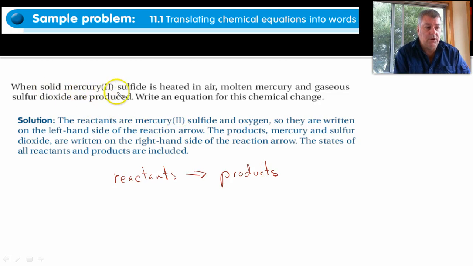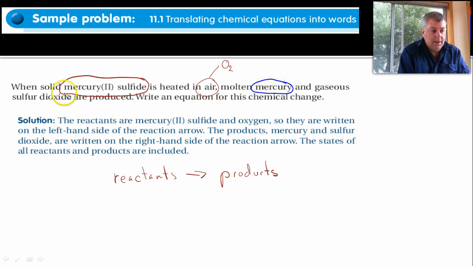When solid mercury(II) sulfide is heated, so that's a before type statement, so that's before, in air. Now when we say air, what we're interested in, 99.9% of the time, is the oxygen. Now oxygen has the formula O2. Then we're told, let's go blue actually, molten mercury and gaseous sulfur dioxide are produced. So there's a product and there's a product.